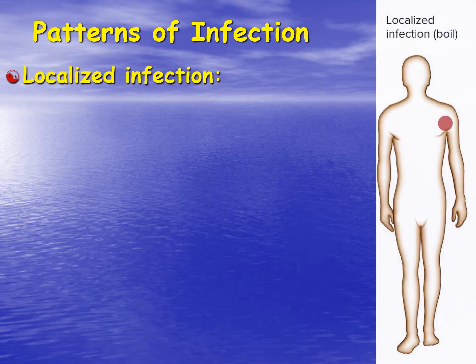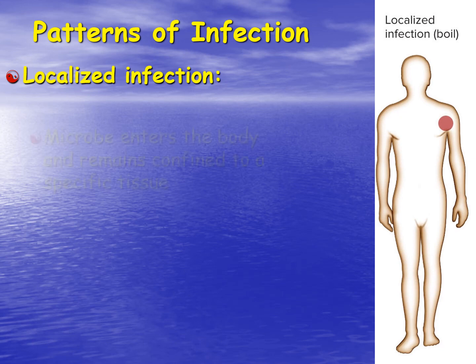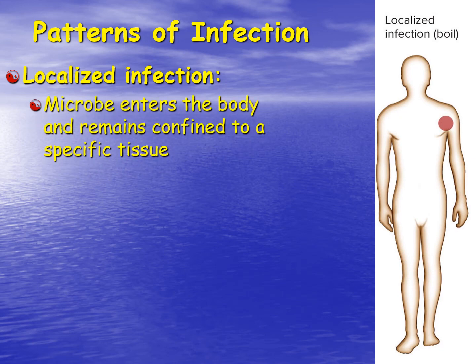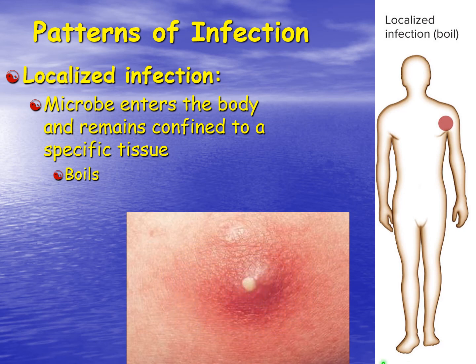Now, we need to talk a little bit about patterns of infection. A localized infection means the microbe enters the body and remains confined to the site close to the portal of entry. Things like boils, like this little pretty thing right here, actually entered through a nick in the skin and are causing the reaction within the area around the entry point. Fungal skin infections and even warts would be considered localized infections.